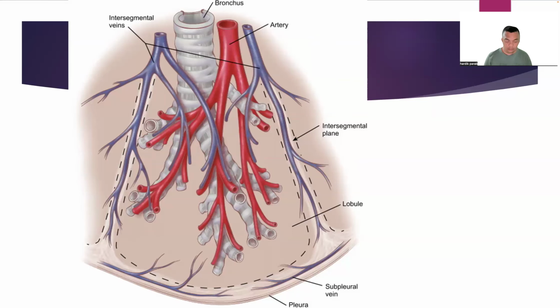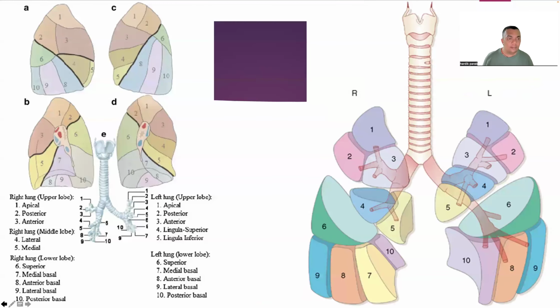So we had seen that each segment has the same kind of structure. They have a bronchus, they have an artery, they have an adjacent wall with a vein. They have a lymphatic channel. They have autonomic nerve fibers present in each of the segments. So here we can see that, as I told you earlier, the right has 10 segments and the left has 10 segments.